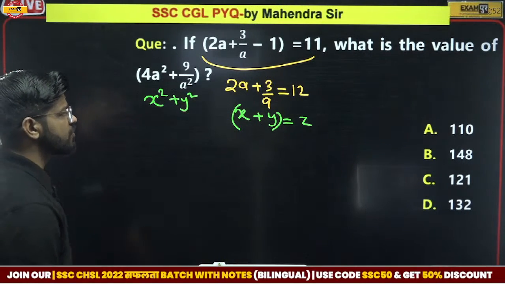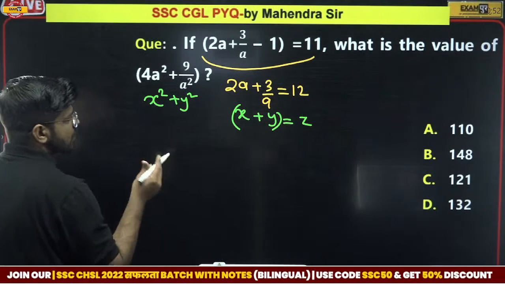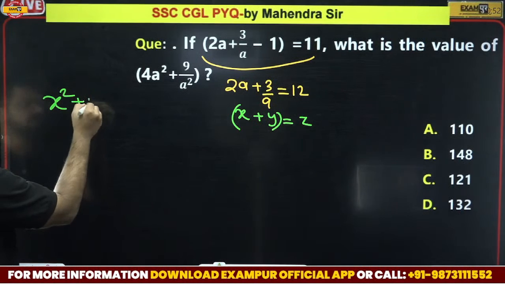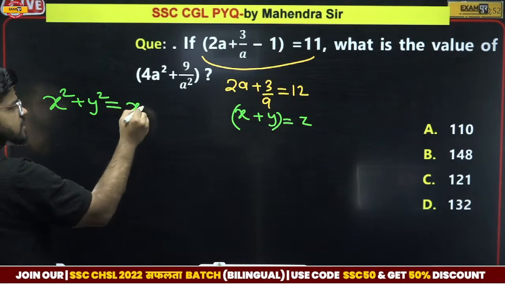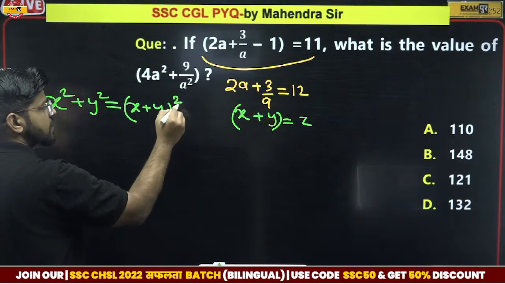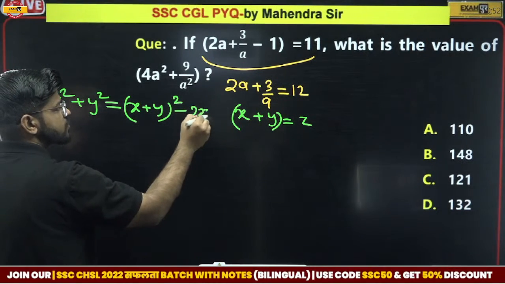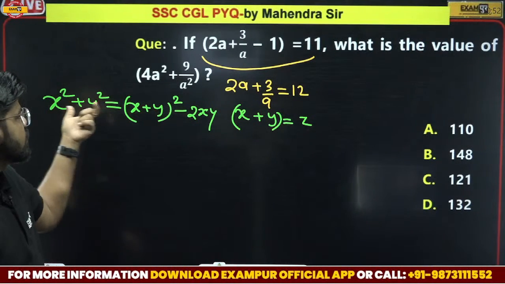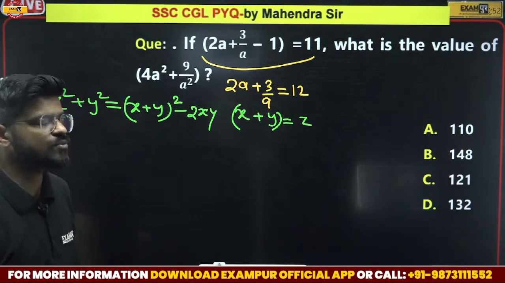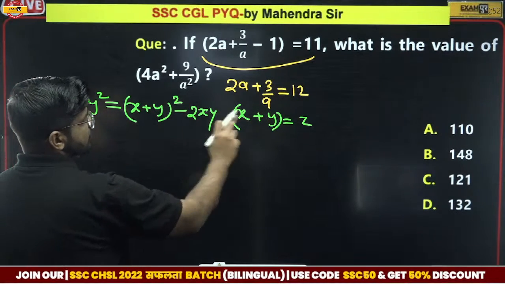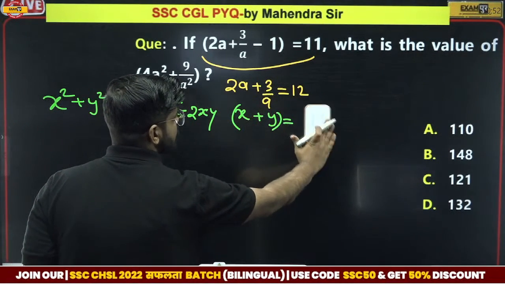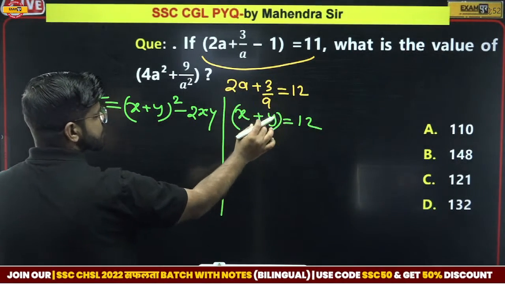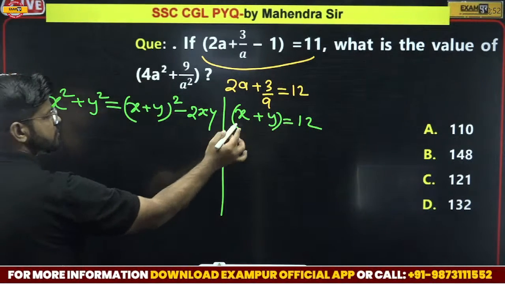We know the formula. What is the formula to find x square plus y square? It is x plus y whole square minus 2xy. Yes or no? X plus y whole square minus 2xy will give you x square plus y square. So x plus y is 12, we have calculated that already. If this is x and this is y, so this will be x square, y square.